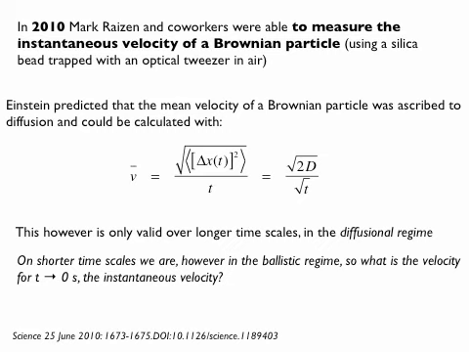Yeah? So Einstein predicted that the mean velocity would be the root mean square displacement, and then you divide that by time. If you put that in, the top half of the equation would be root 2 times D times t. You divide that by t, so what you're left with is 2 times the diffusion coefficient divided by time, and then you take the square root of the lot. And that would basically be the mean velocity, the diffusional velocity of this particle. And this is only valid for long time scales.